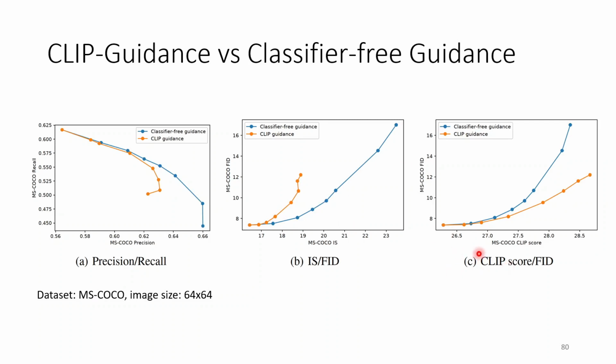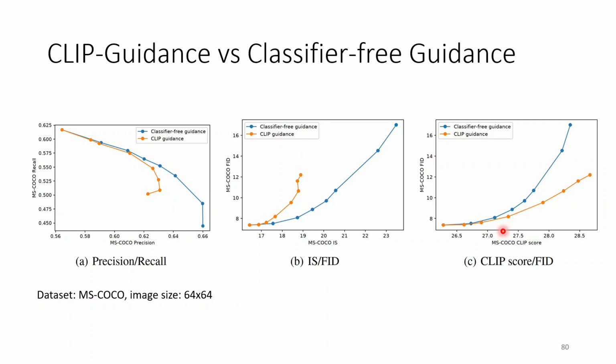However, if they use CLIP score, then they generate another FID and CLIP score plot. In this case, CLIP guidance is better. So it makes sense because CLIP guidance uses CLIP to generate results. So their CLIP scores are better.